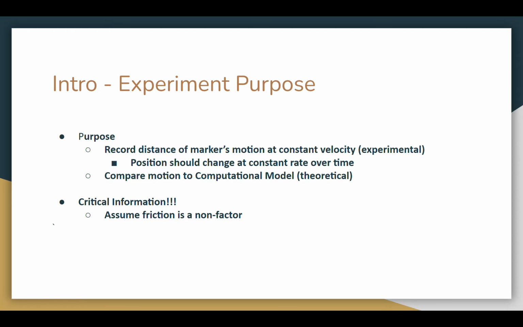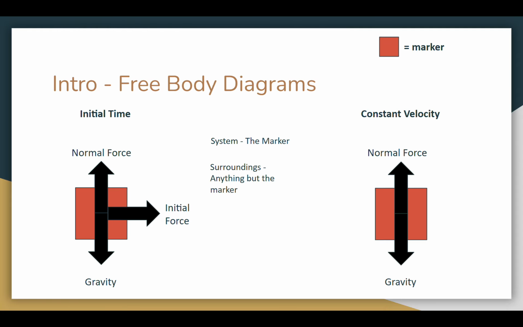In terms of free body diagrams, when I initially push the marker, there's an initial force, which means the net force isn't zero, but that applies to Newton's first law, where since I'm applying a force, it's going to stay in motion. Eventually, once that force is gone, the net force is zero as normal force and gravity cancel out, which means it should theoretically be going at constant velocity, as the system, in this case the marker, should be constant, whereas the surroundings shouldn't really affect it as much. The surroundings could include anything such as the ruler, the table, anything like that.